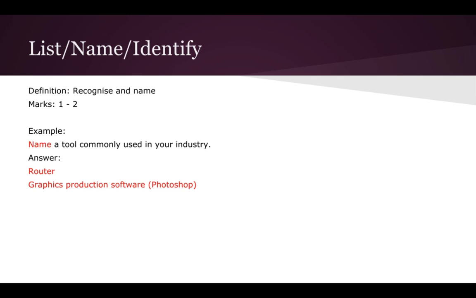So name, list and identify are usually 1 to 2 marks. That's as far as it goes. Maximum 2 marks. If this was a 2-mark question, it would probably say name 2 tools used in your industry. But because it says name a tool, it's a 1-mark question. You said router, great, there's your 1 mark. You said Photoshop, great, 1 mark. It's as simple as that. But they're not high order questions.